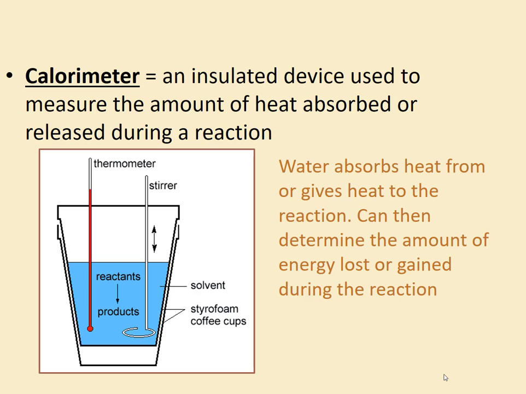In these experimental problems, we use what's called a calorimeter. It basically is a styrofoam cup that has some water in it. My reaction takes place in the water, and I put the thermometer in the water so I know what's happening in the reaction. So the water will either absorb heat from the reaction, so the water temperature will go up, or the water temperature will go down because the water is supplying heat for the reaction.